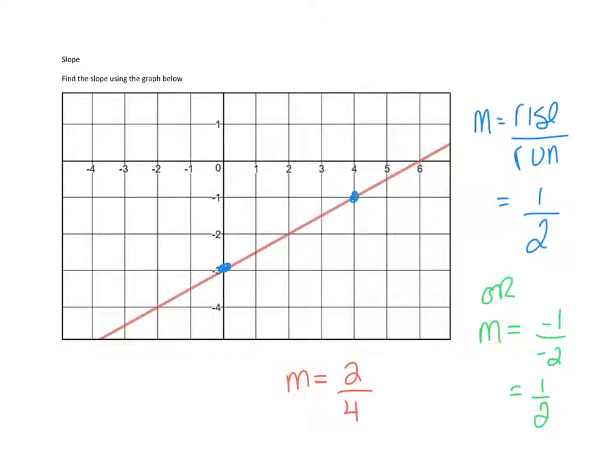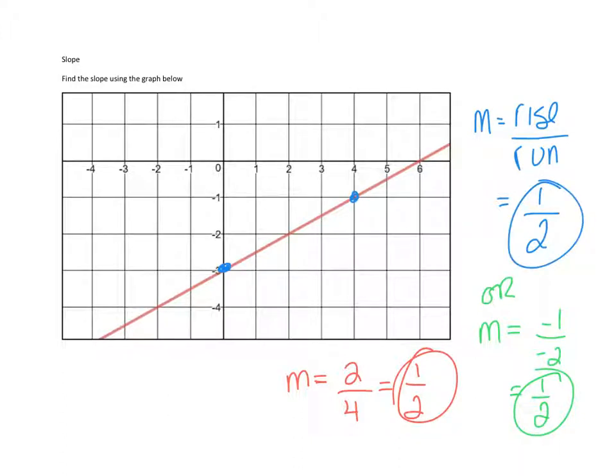If we look, I can reduce that. If I divide the top and the bottom both by 2, I will divide this by 2 and this by 2. That's how I reduce. And I would get 1 over 2. And you'll see that this is the same as this, is the same as this. So all those methods you can use to find the slope of a line if you're given the graph.